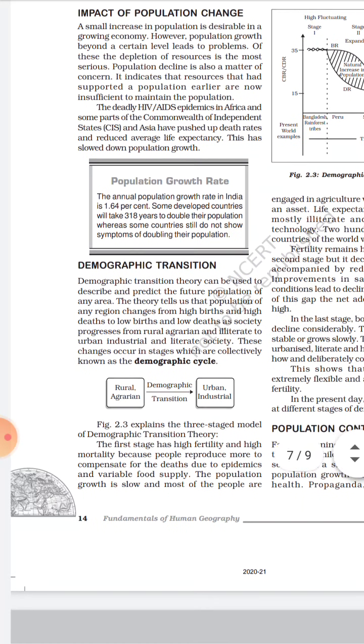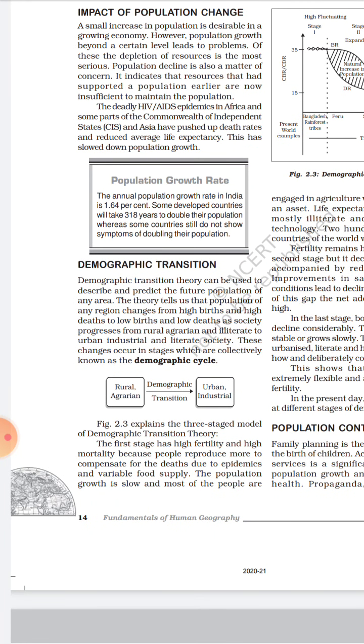So this is the second last topic of our chapter, that is demographic transition. It is the most important topic of this chapter. So what do we mean by demographic transition? It is a theory that can be used to describe and predict the future population of an area.